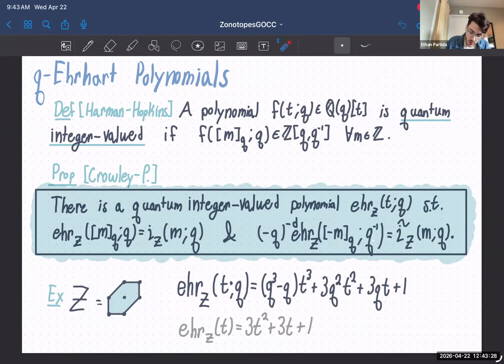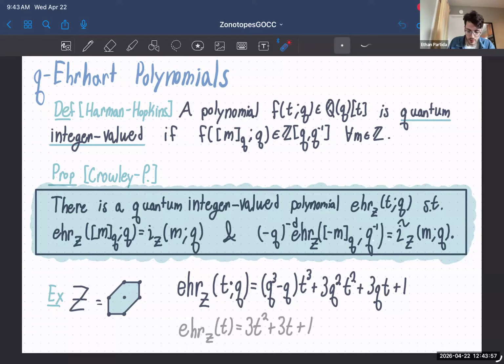We say a polynomial whose coefficients are rational functions in Q is quantum integer valued if whenever I plug in a Q integer, I get an honest Laurent polynomial whose coefficients are in Z. The one thing to note about this definition is, once I set Q equal to 1, I recover the definition of an integer valued polynomial, in the sense that if I plug in any integer m, I'll actually get an integer.